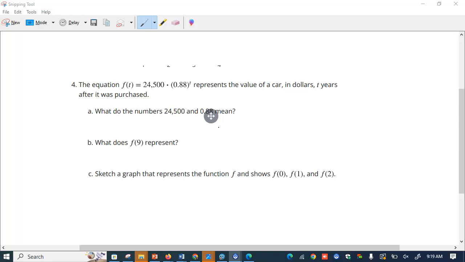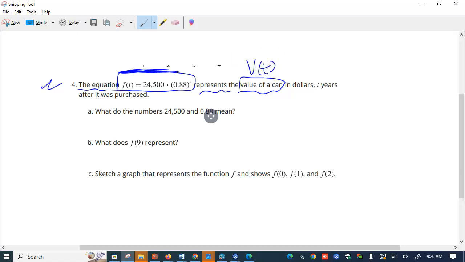Now, question number 4: the equation is given, an exponential function, and what this exponential function represents is the value of a car. So instead of giving V of t, the function notation used is f of t. It doesn't matter. All it means is the value of the car in dollars, t years after it was purchased. So the question is, what does this 24,000 that you see in the problem represent, and what does this number represent?